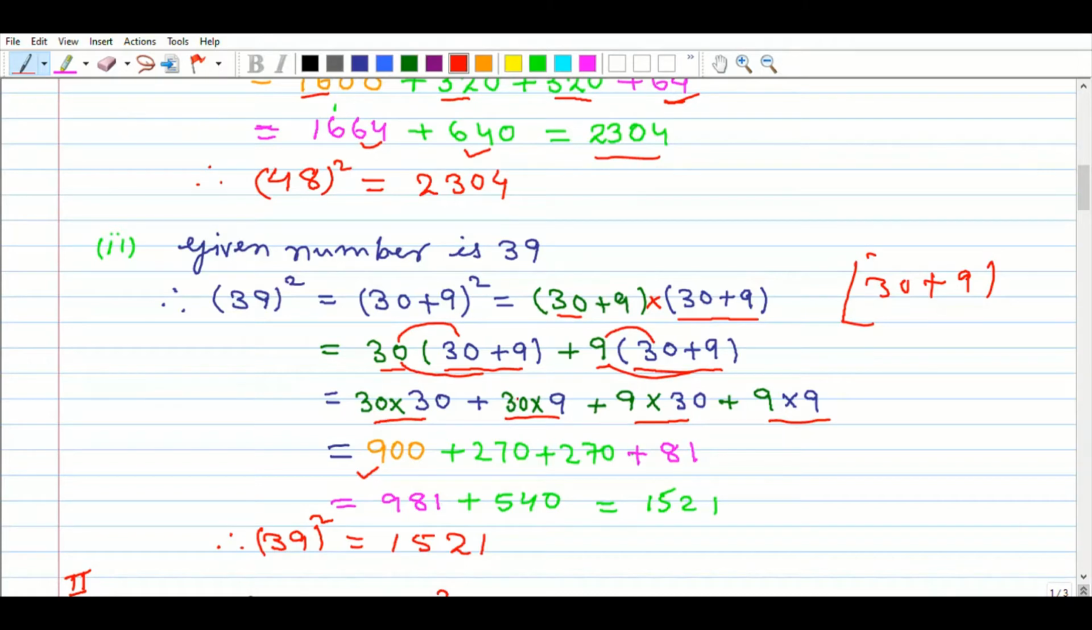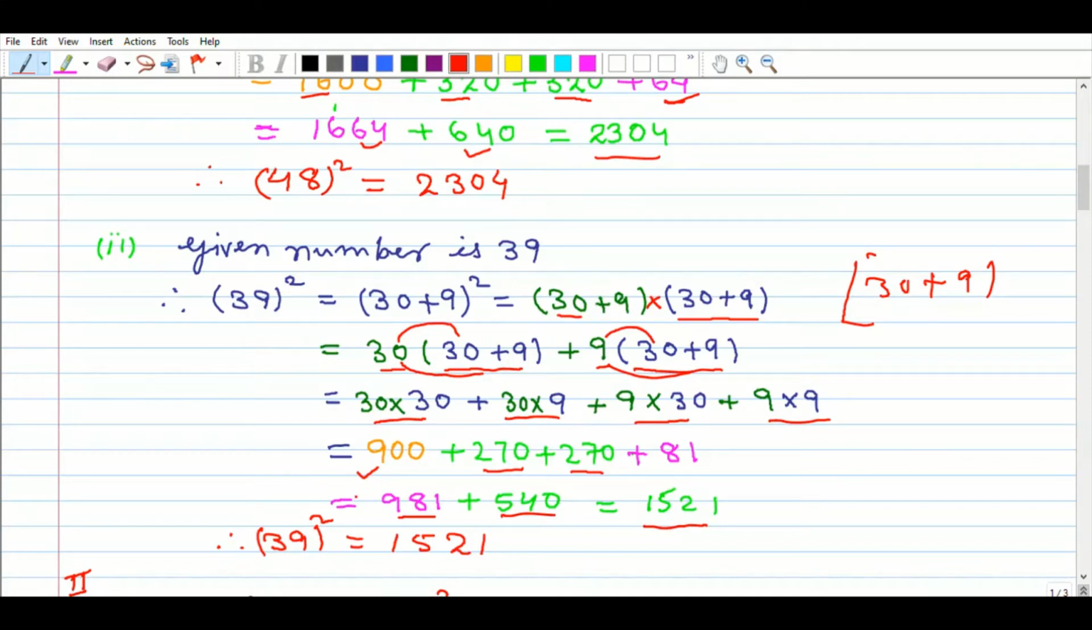Then 30 into 9 becomes 270. 9 into 30 becomes 270. Then 9 9 is 81. After computing it, 900 plus 81 I have written here, and 270 and 270 become 540. Add it, we get 1521. That means 39 square equal to 1521.